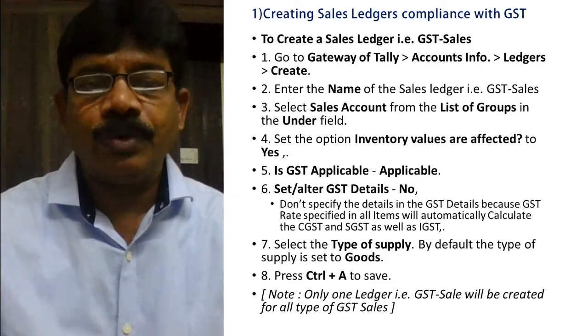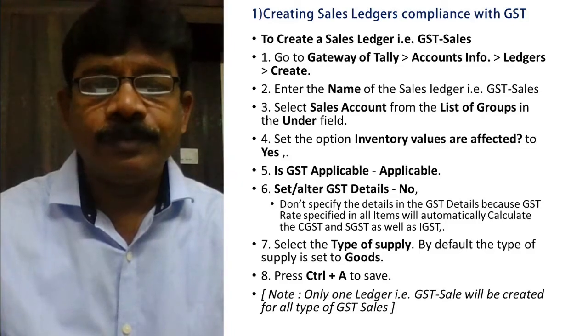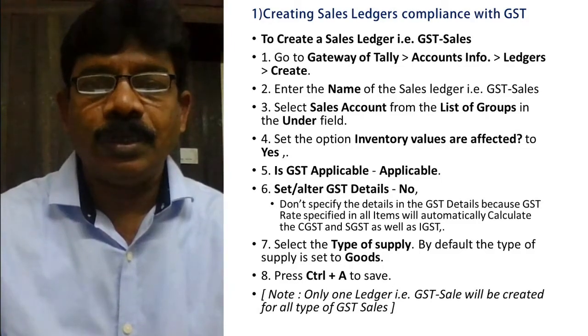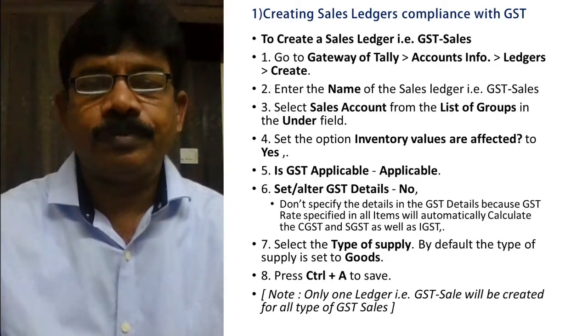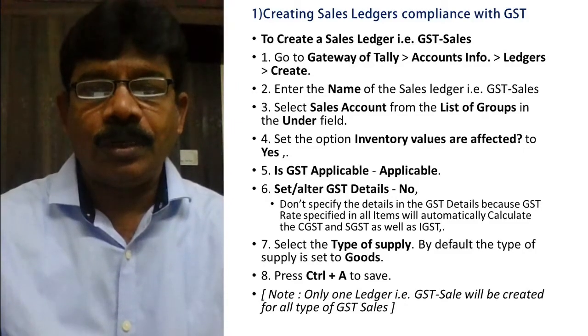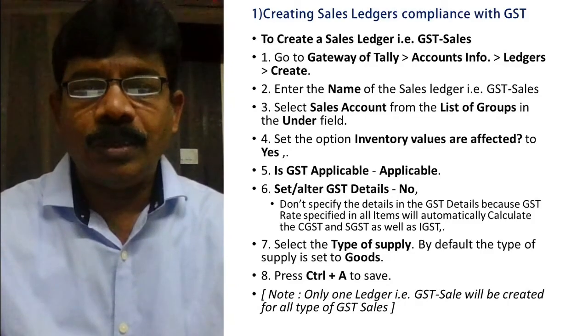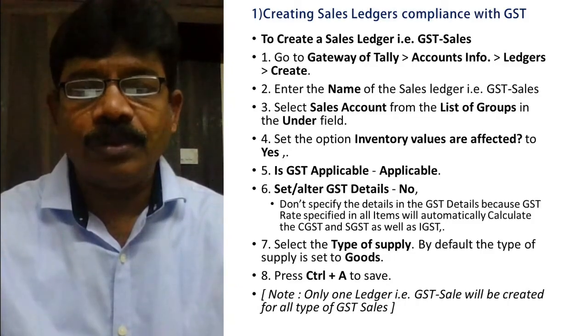Before that, we have to open Tally, Gateway of Tally, click on Accounts Info, click on Ledgers, Single Create. Give the name of the ledger as GST Sales. Next one is under group, which is Sales Accounts.